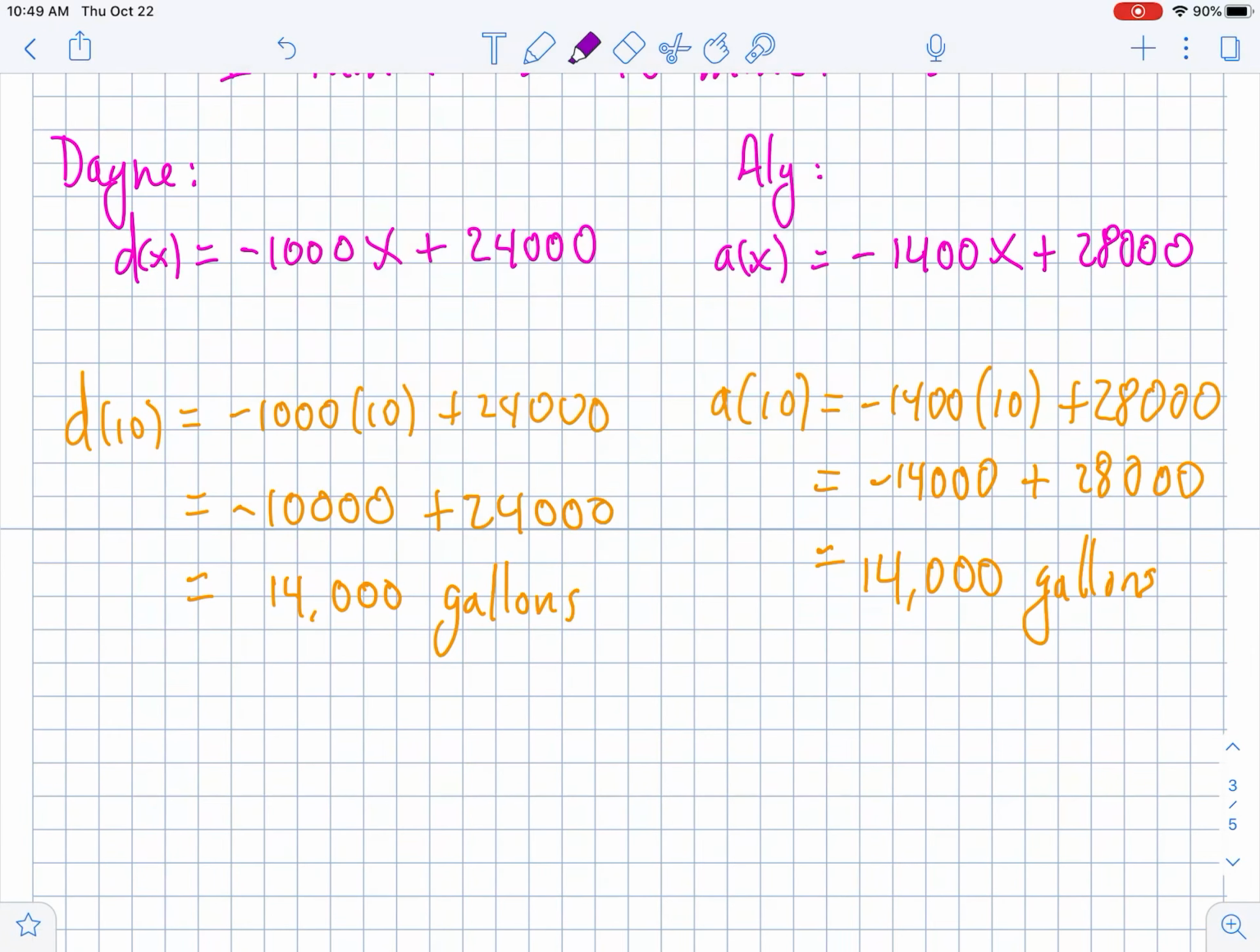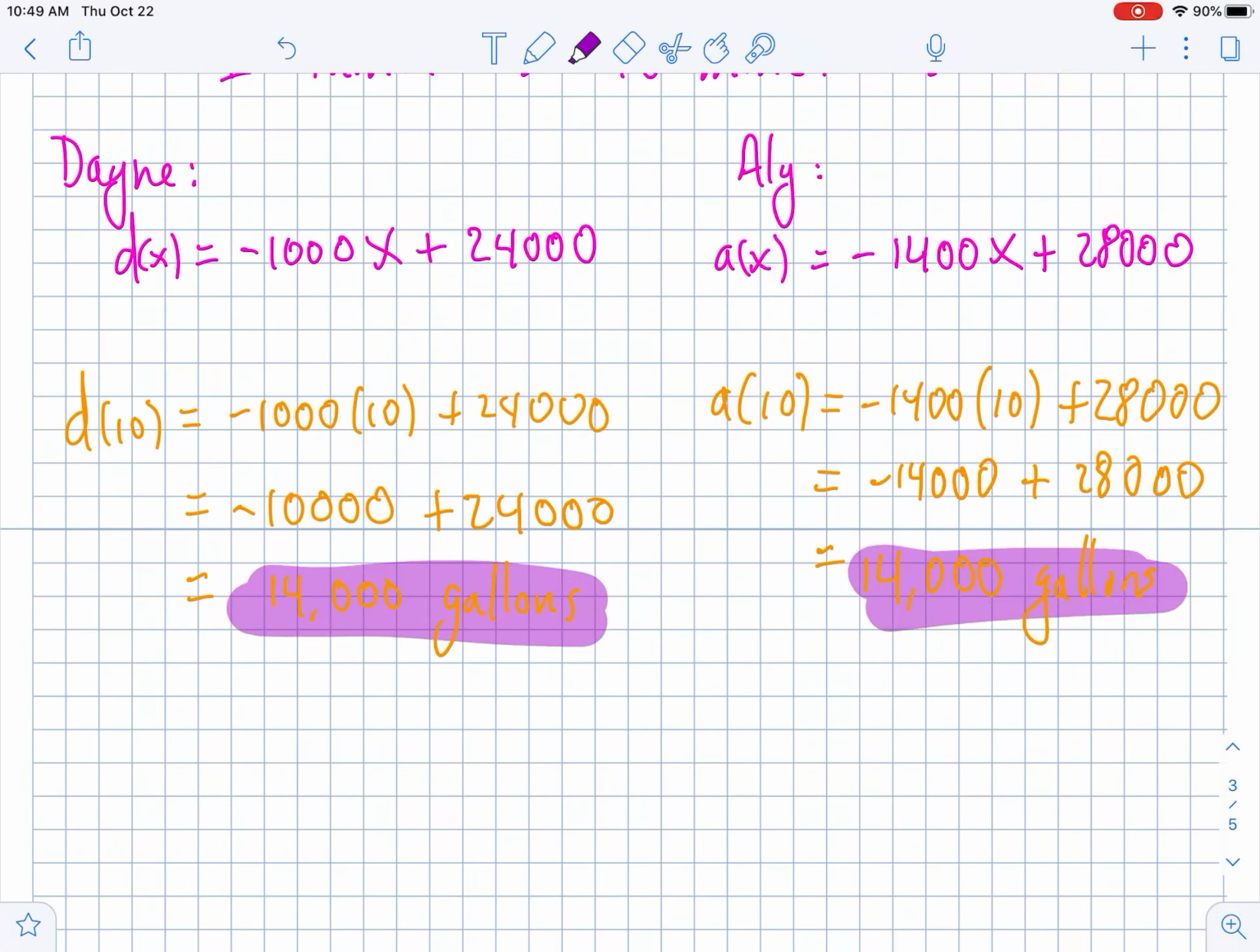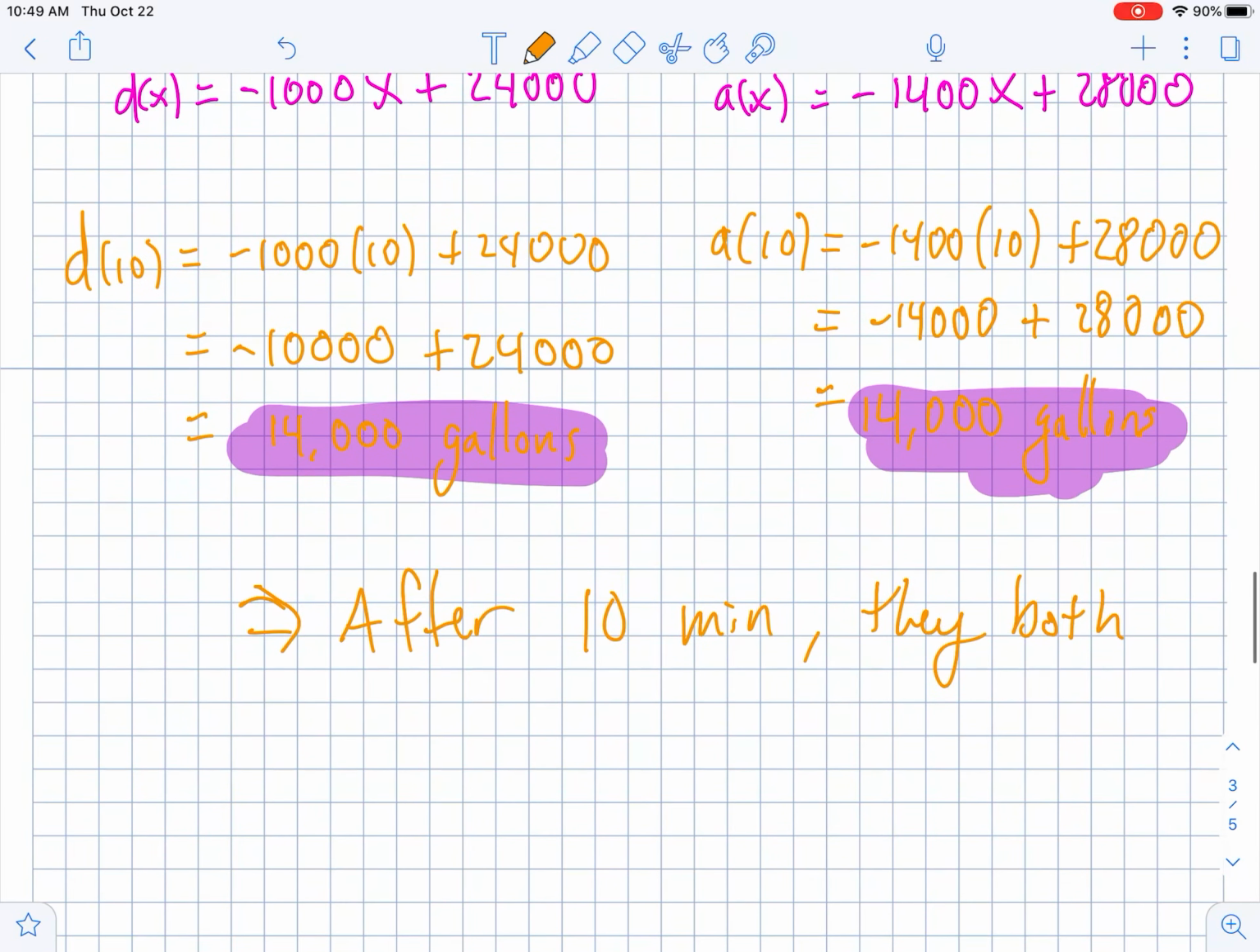So algebraically, I've shown that because these two match, yes, after 10 minutes, they both have the same amount of water. After 10 minutes, they both have 14,000 gallons.